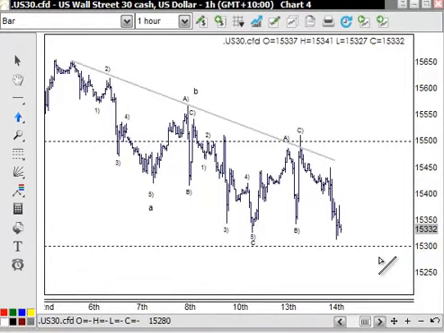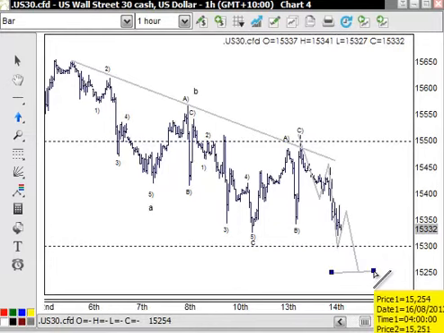And this is the same for the Dow Jones as well. We've got this little 5-wave structure here, and down for the 3rd wave here, the 4th wave to here, and the 5th wave to here. So we could end up finding support down through here. So let's just see how we go.